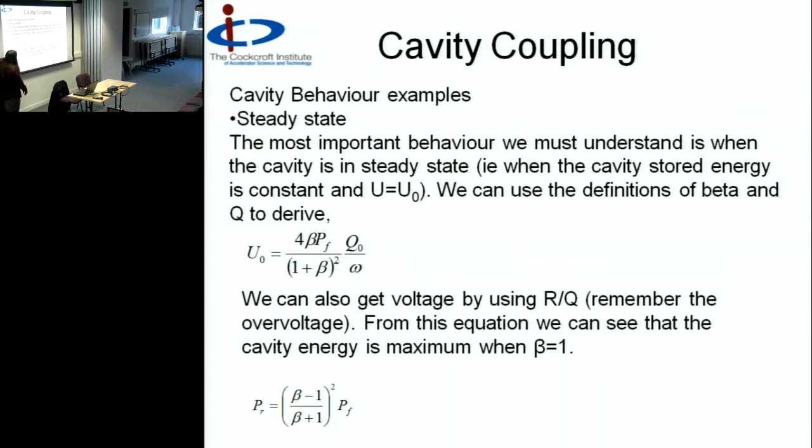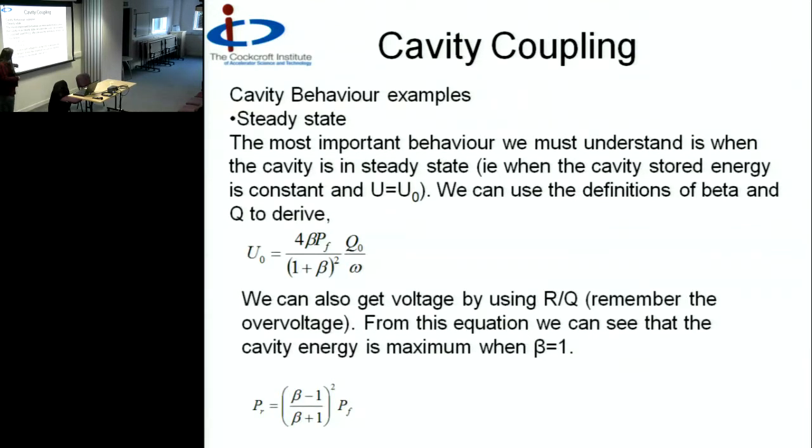But not all the power gets into the cavity because you get reflections. So when you include the reflections in there, the stored energy you get in the cavity is given by 4 times beta E. Oh, I've forgotten to use E again. Times the forward power, that's the power from the klystron, divided by 1 plus beta E squared times Q naught over omega. So you can see the beta is again important. And when beta equals 1, you're left with the equation you have for Q naught. U naught equals PF times Q naught over omega. But when you've got mismatches in there, you don't get all the power into the cavity, and you get less stored energy than you would have done had you matched your system up.